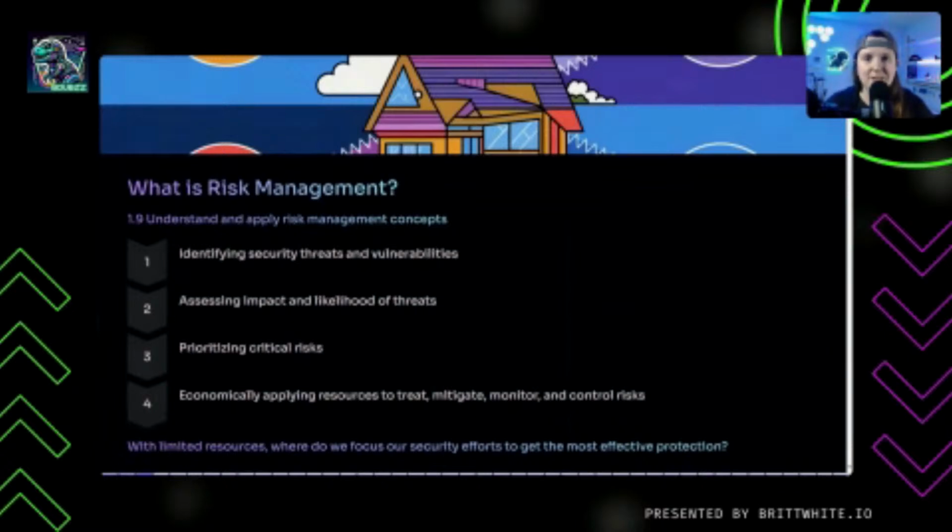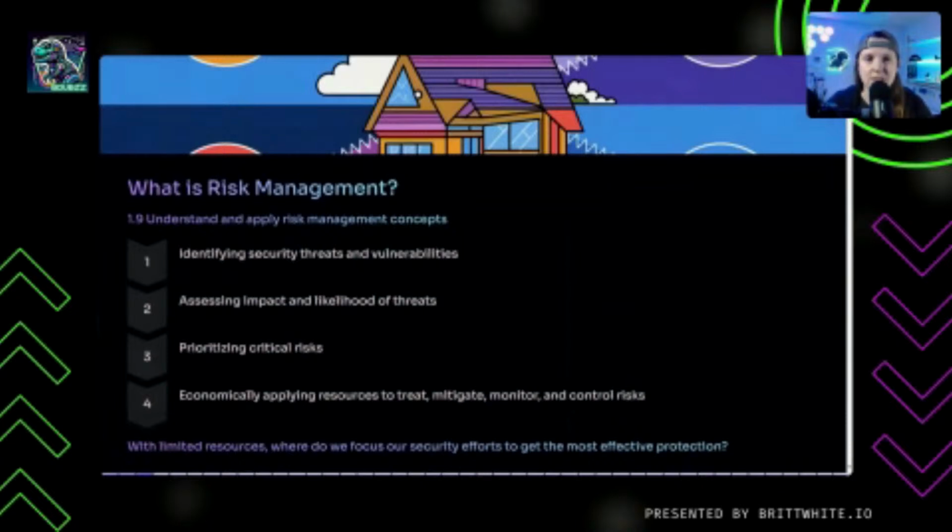Think about a house. Your house is your asset. Risk could be a fire, burglary, storms. Risk management helps you decide how to protect your house with smoke detectors, insurance, strong locks, in a way that makes sense for your budget and your risk tolerance.